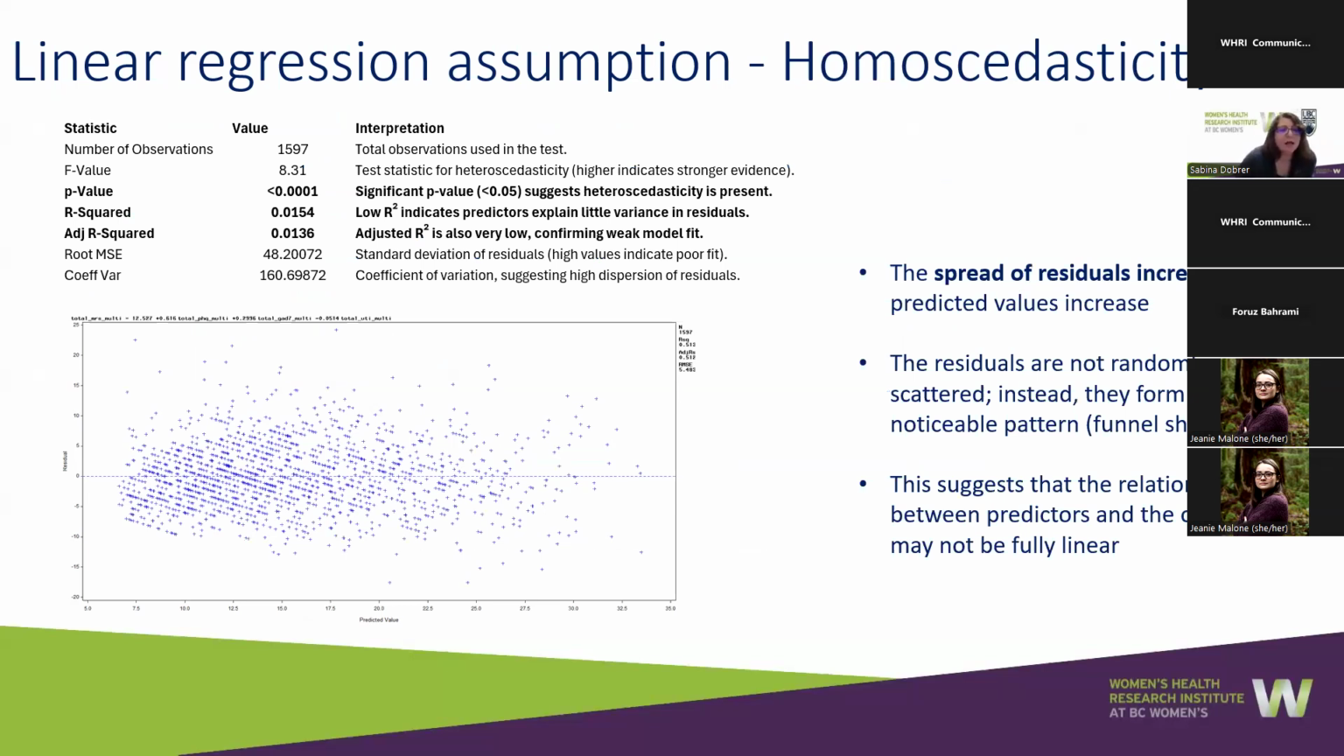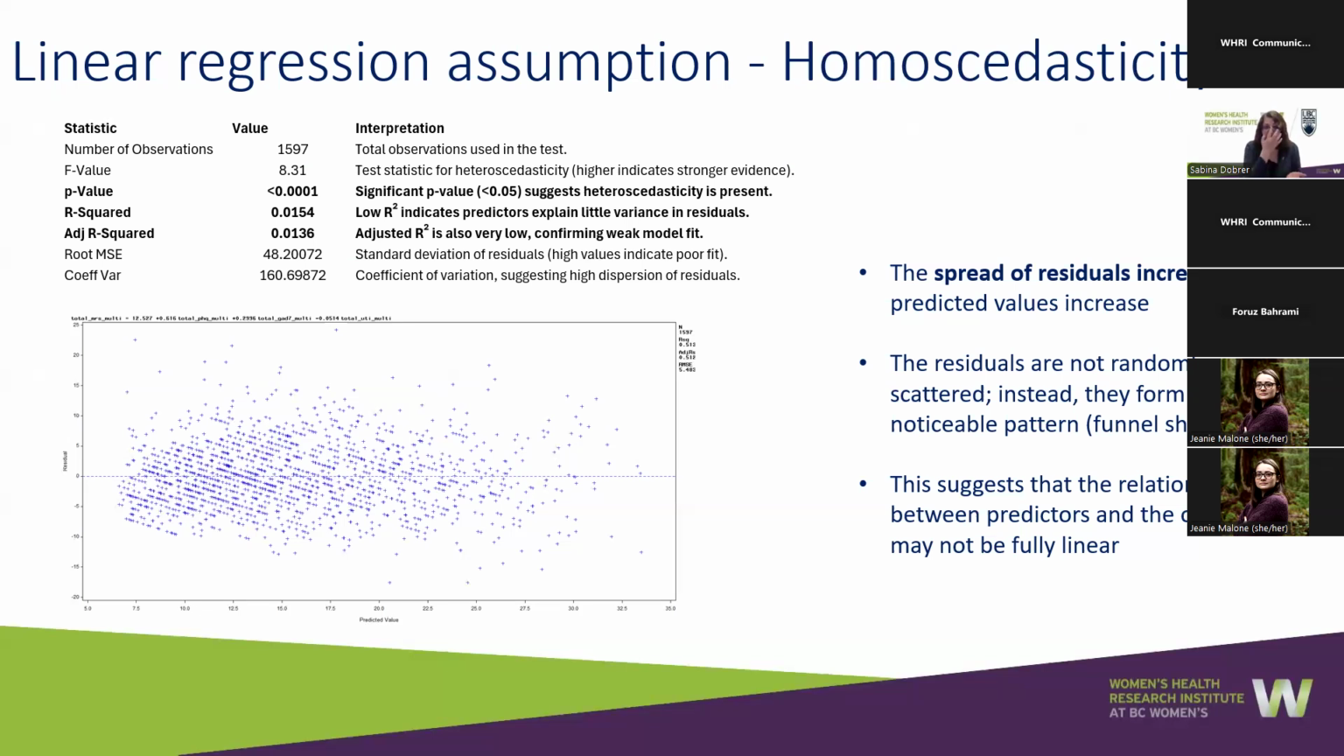Basically, I ran the test, and we have the number of observations, we have the p-value, we have r squared. I think I ran regression here. We have r squared, adjusted r squared, root MSE and some other coefficients. If the p-value is significant, it suggests that there is heteroscedasticity. Low r squared indicates predictors explain little variance in residuals, and adjusted r squared is very low, confirming weak model fit.